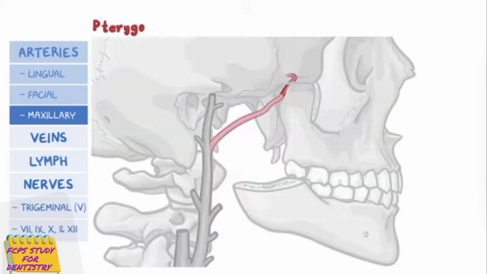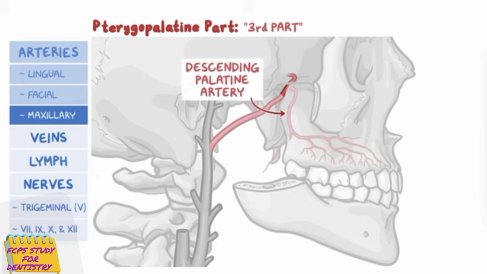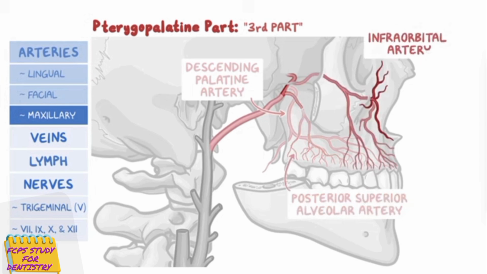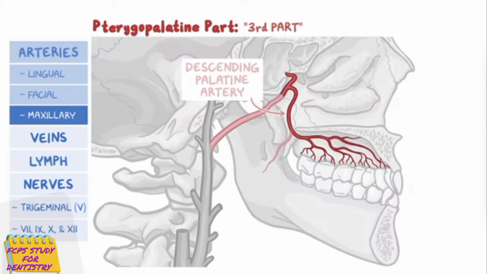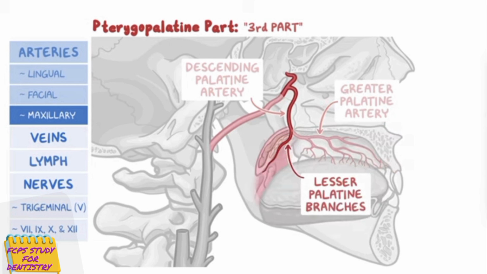Finally, the pterygopalatine part, or third part. This portion passes from the infratemporal fossa into the pterygopalatine fossa via the pterygomaxillary fissure. It gives off the descending palatine, posterior superior alveolar artery, and the infraorbital artery. The descending palatine splits into two branches, the greater palatine artery that goes to supply the hard palate, and the lesser palatine branches that supply the soft palate and palatine tonsil.